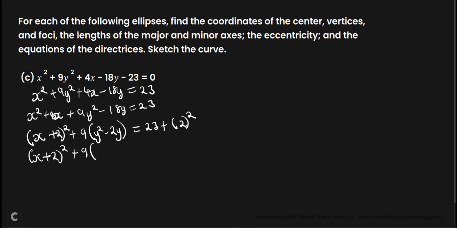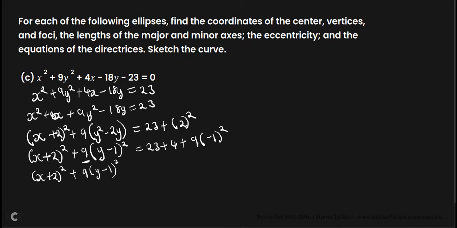9 here, right? Complete the square method. The half of that is 1, like that, equal to 23 plus 4 there, right? And that is 9. What's the half? This 9 is coming from here. What's the half? It's negative 1 squared there, such that x plus 2 squared plus 9, that is y minus 1 square equal to 23 and 4, then that is 9, right?